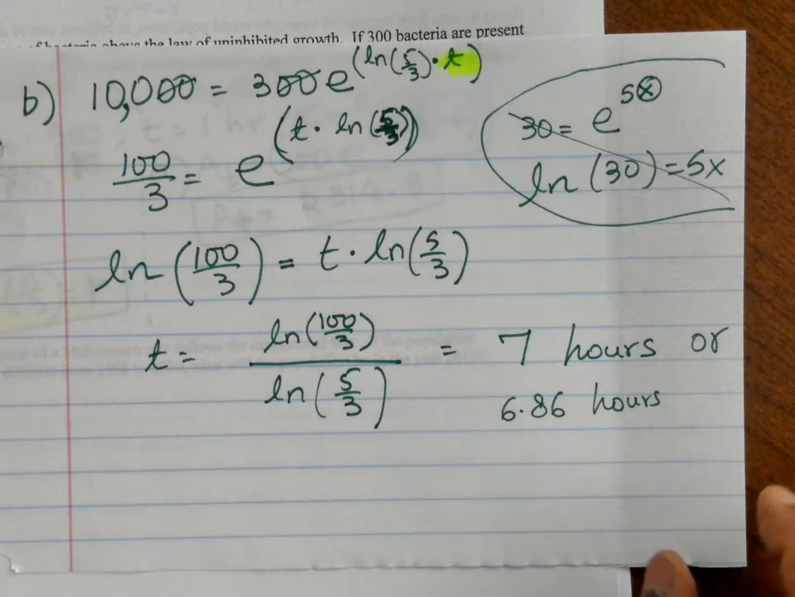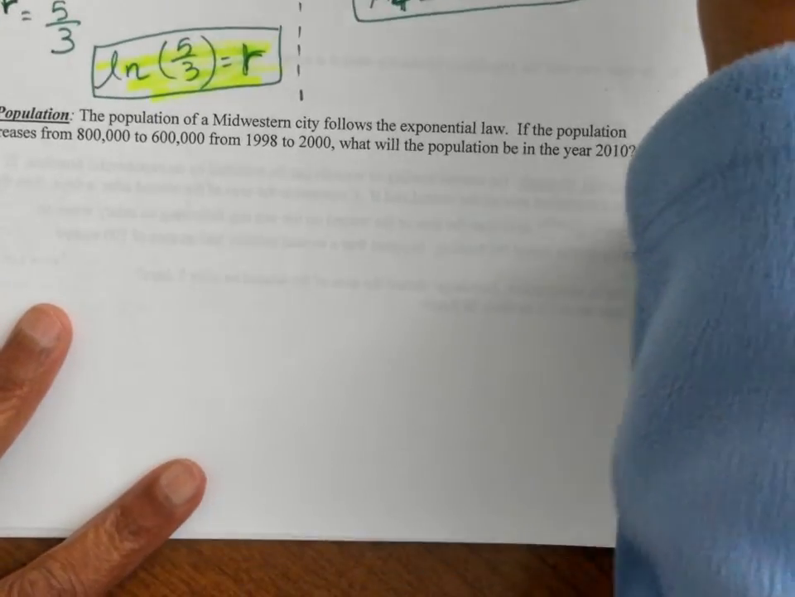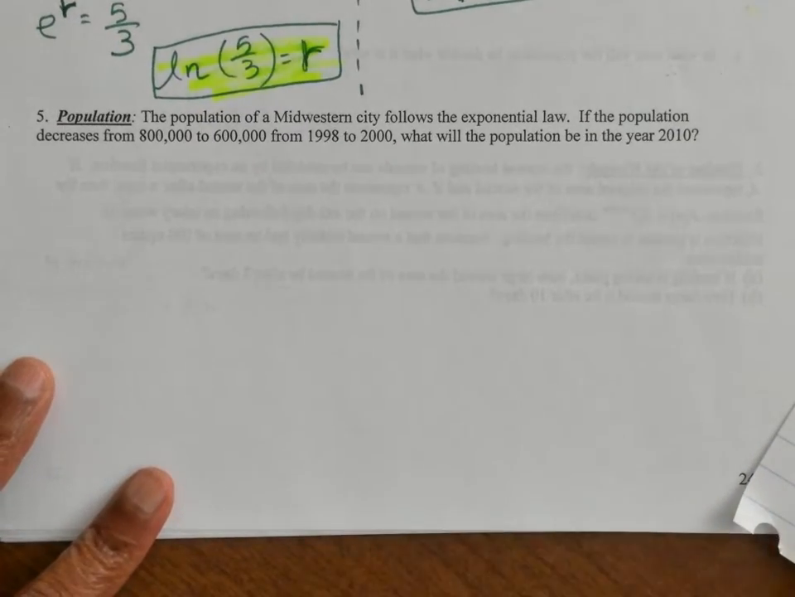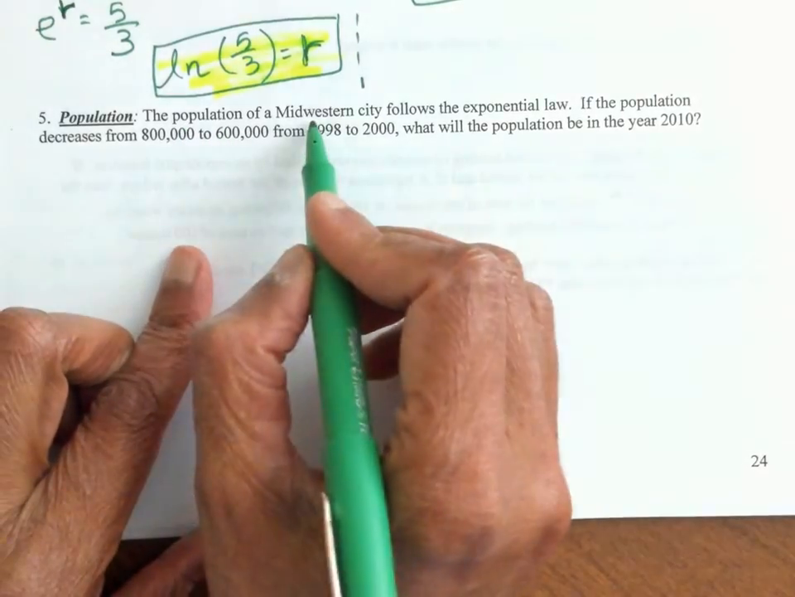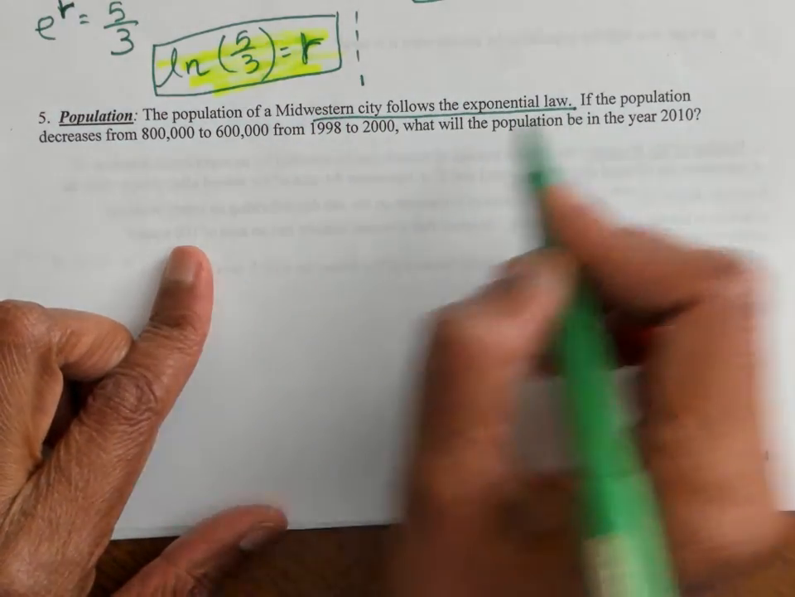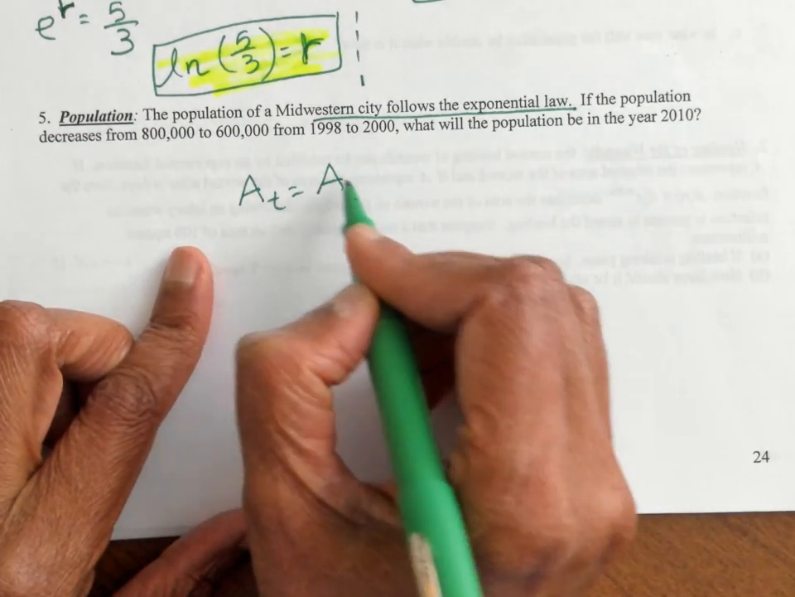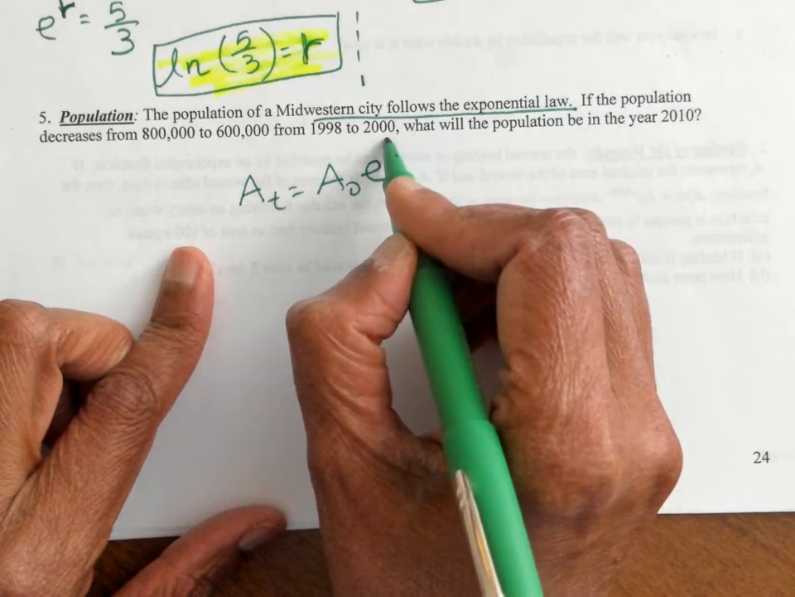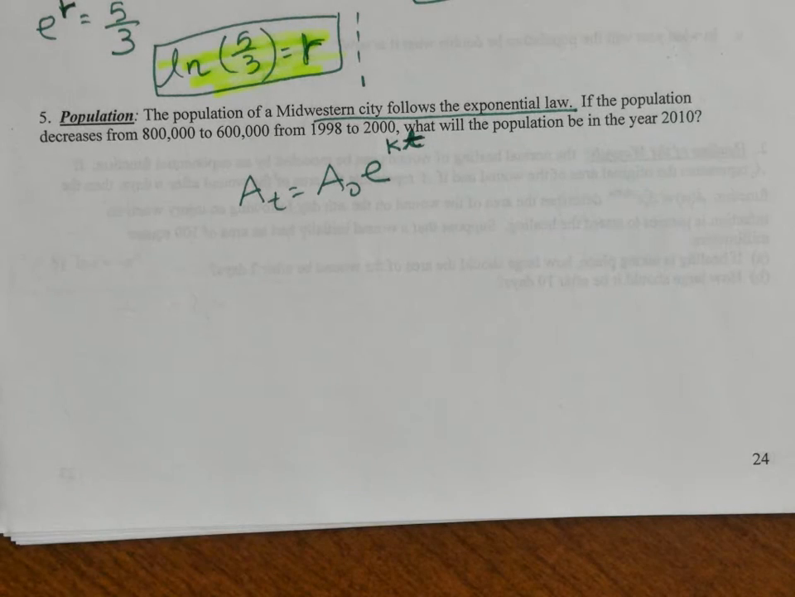Alright, we'll go to the next problem, which is very similar. Okay, I'm going to read it with you guys, and then I'd like you to work on it a little more independently. It says the population of a Midwestern city follows an exponential law. The minute you read this statement, you want to write down your formula. Your formula is final amount equals PERT, which is initial amount e to the power of kt or rt, doesn't matter what. That's your formula.